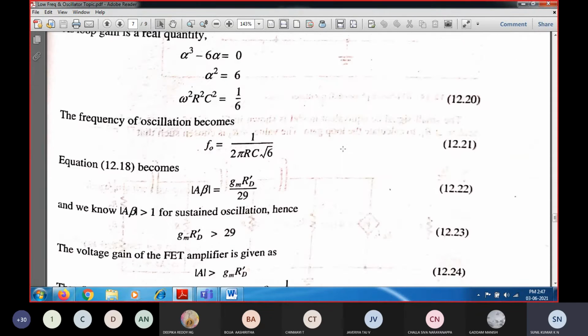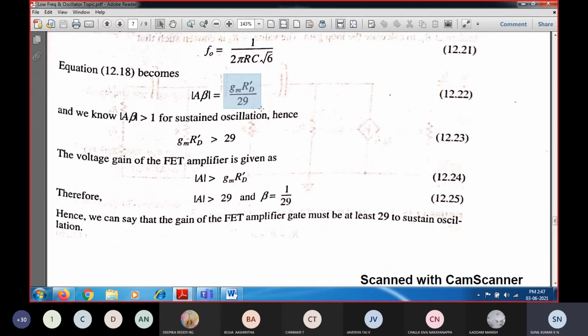So if I want to find the loop gain, this will be the loop gain. The amplifier has a gain of gm into RD dash, and beta is nothing but the gain of the feedback network, 1 over 29. So it is nothing but gm into RD dash by 29. So this loop gain should be equal to 1. Whenever the loop gain is equal to 1, or greater than 1, only then is the circuit going to oscillate.